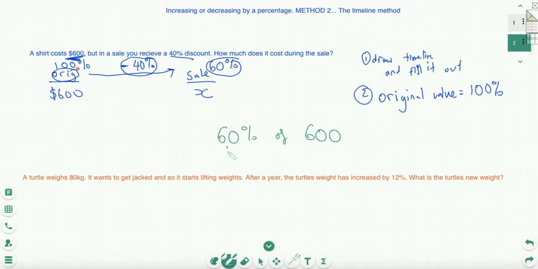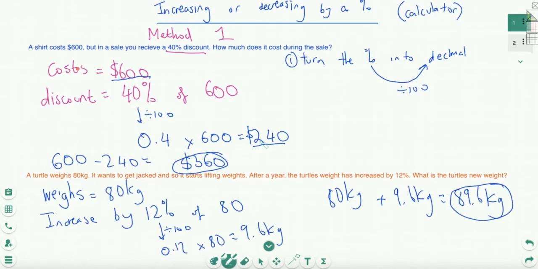So how do you turn 60% into a decimal? We divide it by 100, 0.6. So all we're going to do is do 600 multiplied by 0.6, and that should give us our sale price. So 600 times 0.6 equals 360. And that was the exact same answer as the last page.